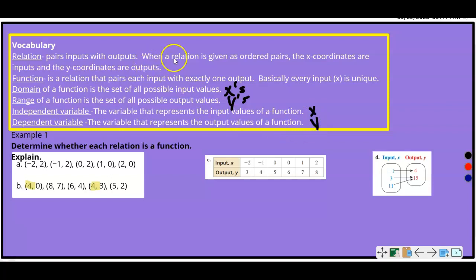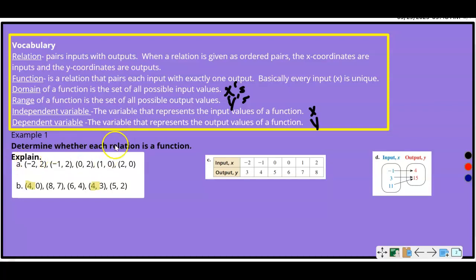And if you look back up here, when a relation is given as ordered pairs, the x coordinates are the inputs, okay? Same thing right here. And the y coordinates are the outputs. All right, so these definitions are very important with this lesson. If you are taking notes, they would be good to have in your notes. All right, let's look at a couple examples.